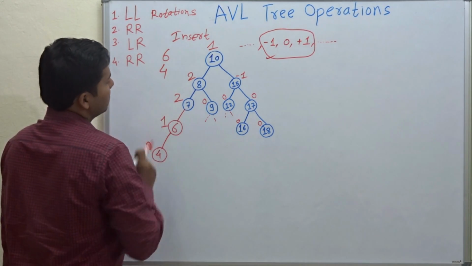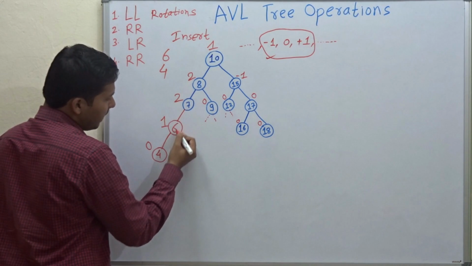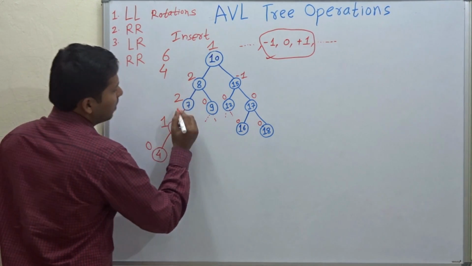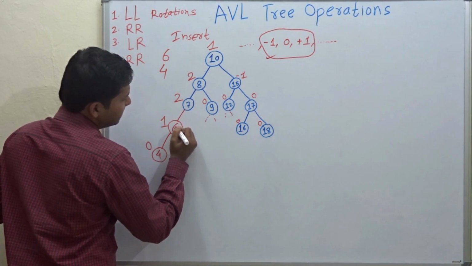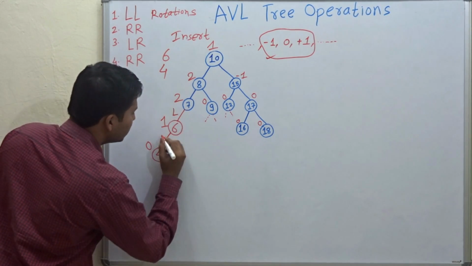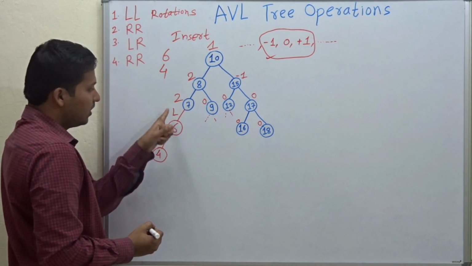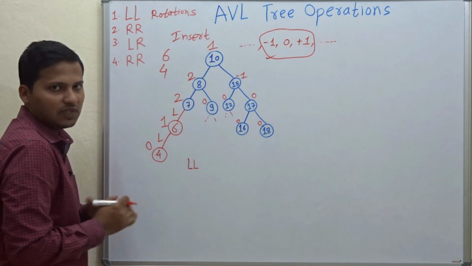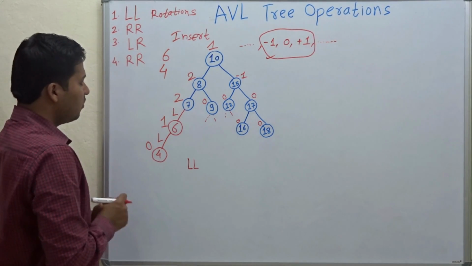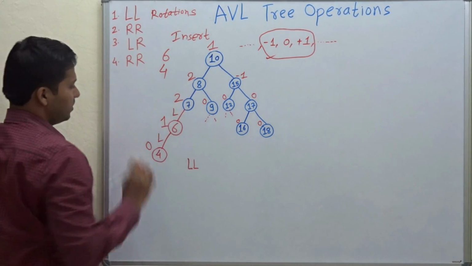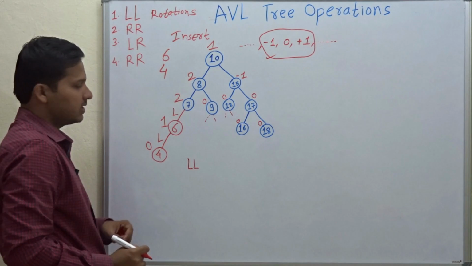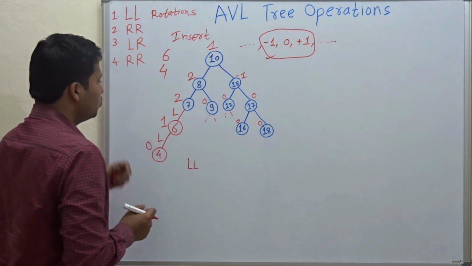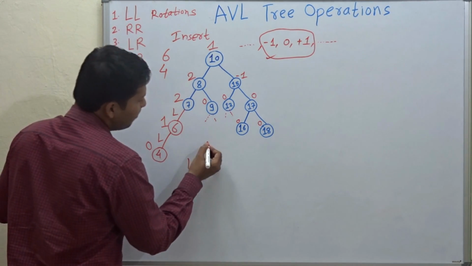See here, this imbalance is caused because of these two branches. Now for this node 7, 6 is the left branch, and again 4 is the left branch. So this is an L type of imbalance, we can say that. Now we have to perform the LL rotation to make this branch balanced. As this is a skewed branch, you have to make it a balanced branch.